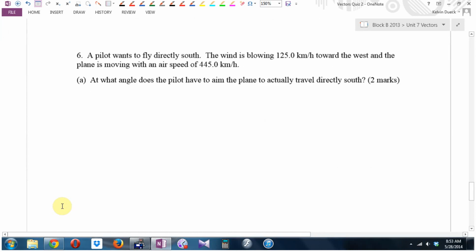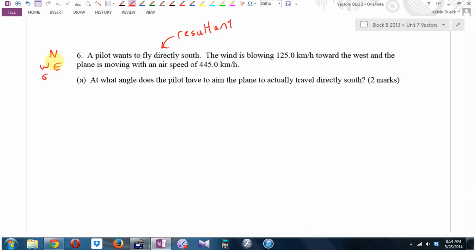I like number 6. Number 6 is a nice question. Number 6 is a challenging question. So a pilot wants to fly directly south. What I've just told you is the resultant. I want everything to end up pointing due south. The wind is blowing 125. You know what? I better draw a compass rose. The wind is blowing 125 kilometers per hour toward the west. The plane is moving with an airspeed of that. At what angle does the pilot have to aim the plane?